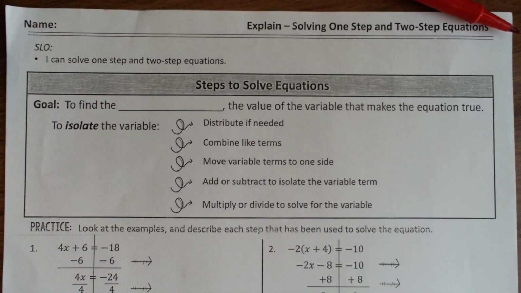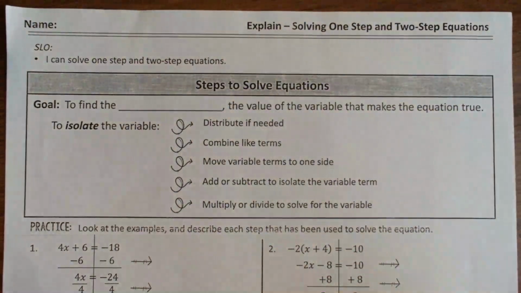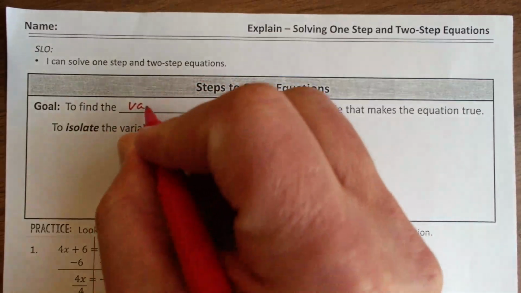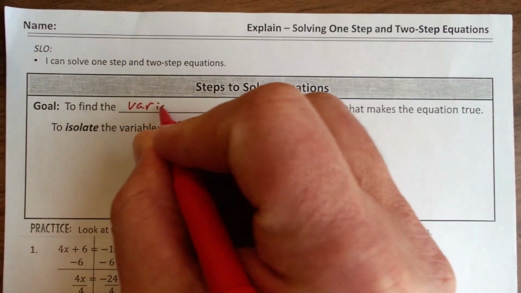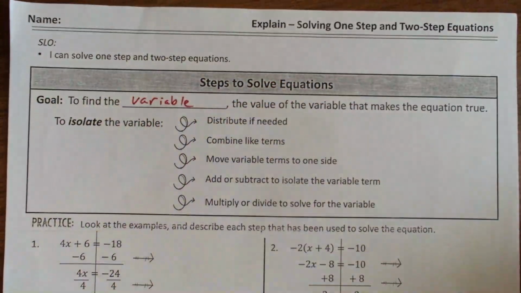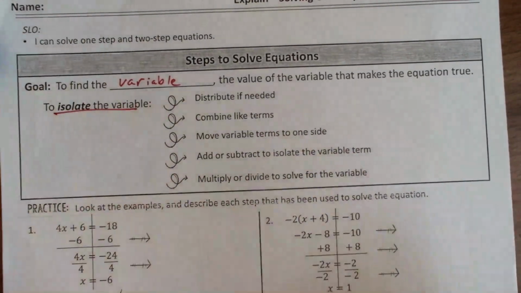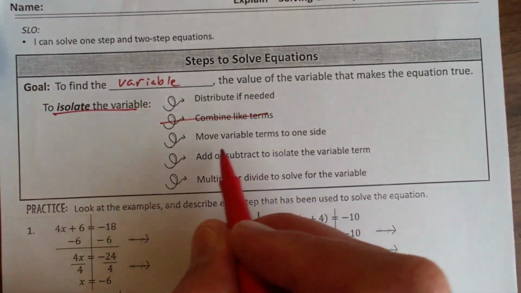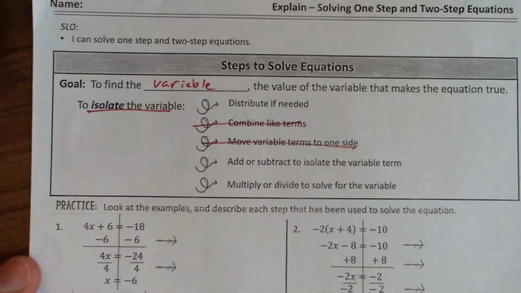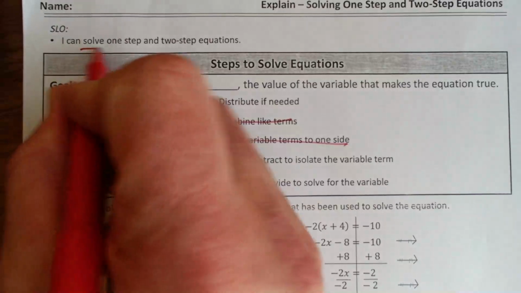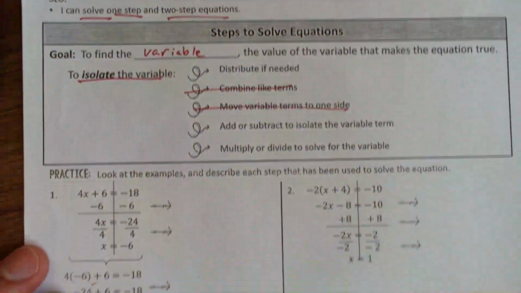Okay, so today is day two of our first unit, and we're solving one and two-step equations. So remember, the goal is to find the value of the variable that makes this equation true. So we're going to isolate the variable. We don't need to worry about combining like terms. We don't need to worry about moving the variable to one side. That's going to come by later. So the goal is going to be that you can solve one-step and two-step equations.